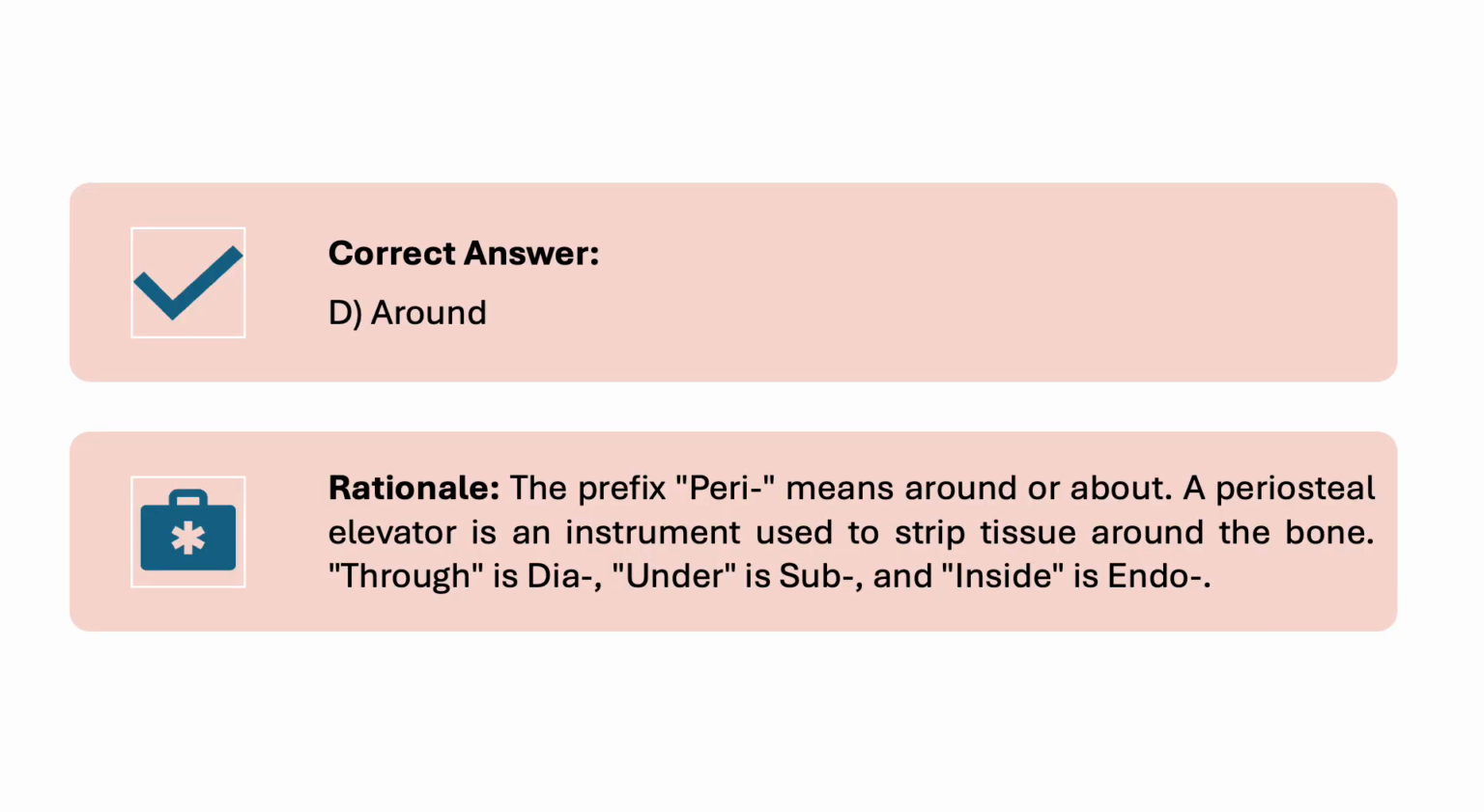Correct answer, D. around. Rationale. The prefix peri means around or about. A periosteal elevator is an instrument used to strip tissue around the bone. Through is dia, under is sub, and inside is endo.